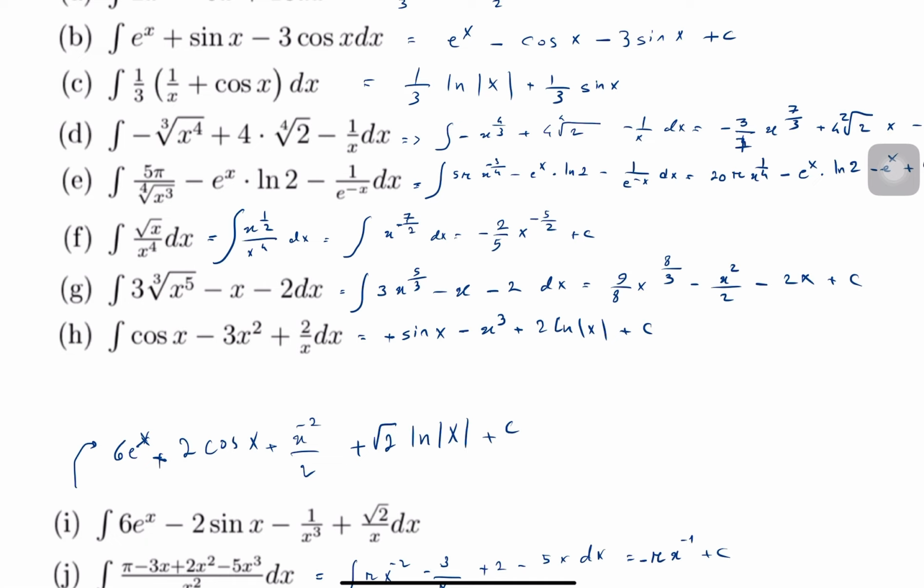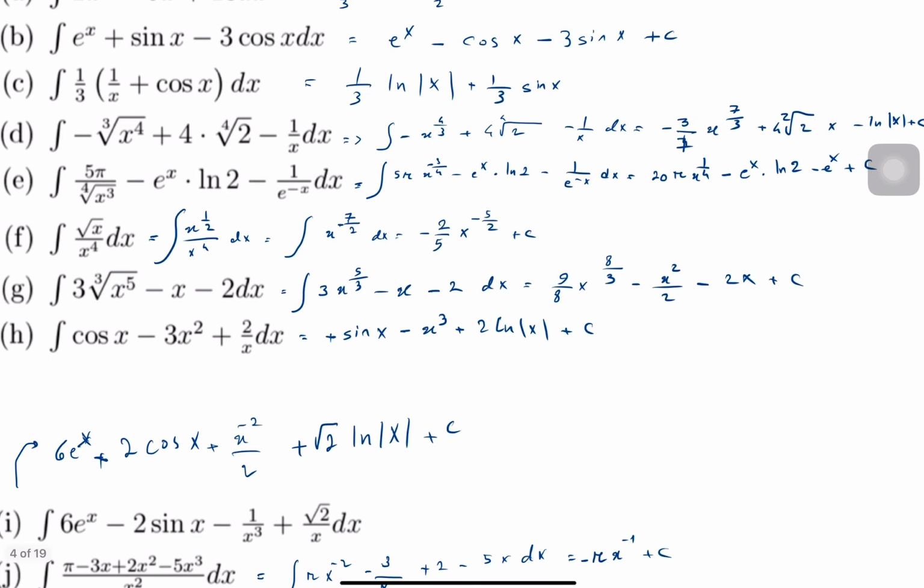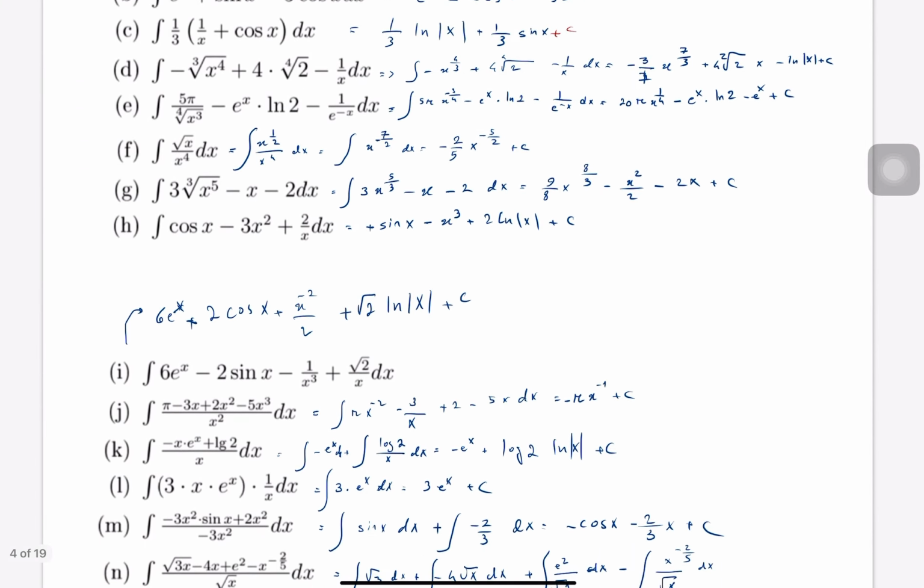And because of this negative, it comes here: 2 power per 5, x power minus 5 per 2. And all of this answer must have a c, because it is an indefinite integral.